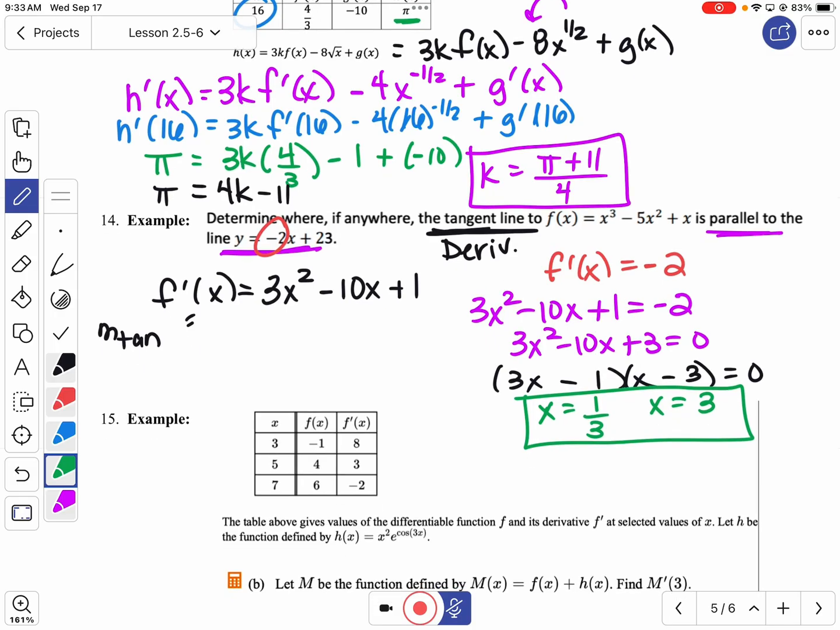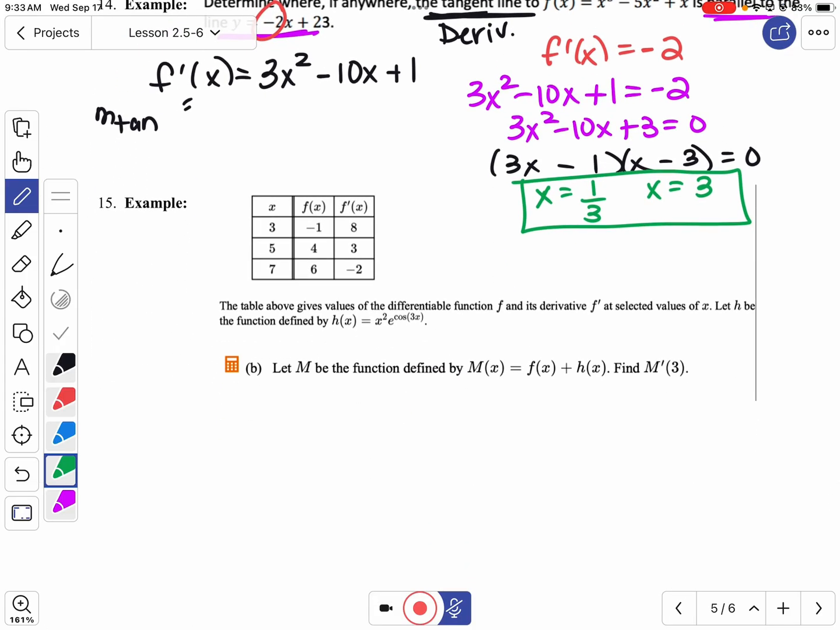All right, let's take a look at this one. This is a calculator active question for a reason, okay? So they've given you a bunch of stuff here. It gives you a table with certain values for x, certain values of f at those x values, and certain values of the derivative. If you read in the question stem, it also tells you that h of x is this nasty function, x squared e to the cosine of 3x.